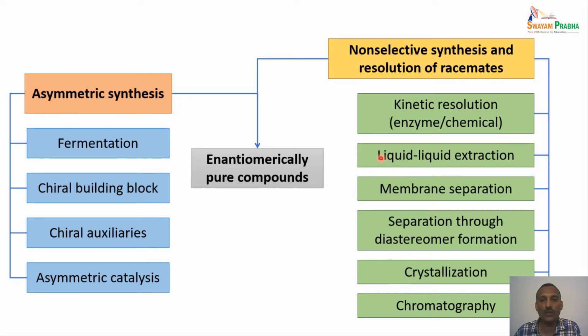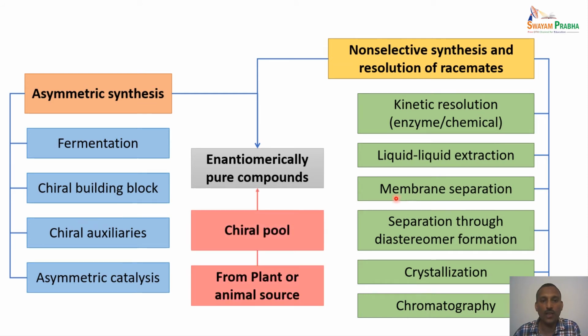There are also other methods called liquid-liquid extraction, membrane separation, separation through diastereomer formation, crystallization, and chromatography. Many of these are physical methods, so we will not be looking at them in this particular session. And there is also another type called the chiral pool synthesis. The chiral pool is basically some of the starting materials from which an enantiomerically pure compound can be synthesized. We will also be looking at some of the examples in this particular session. These chiral pool compounds are generally obtained from plant or animal sources. That is, they are basically naturally obtained compounds.